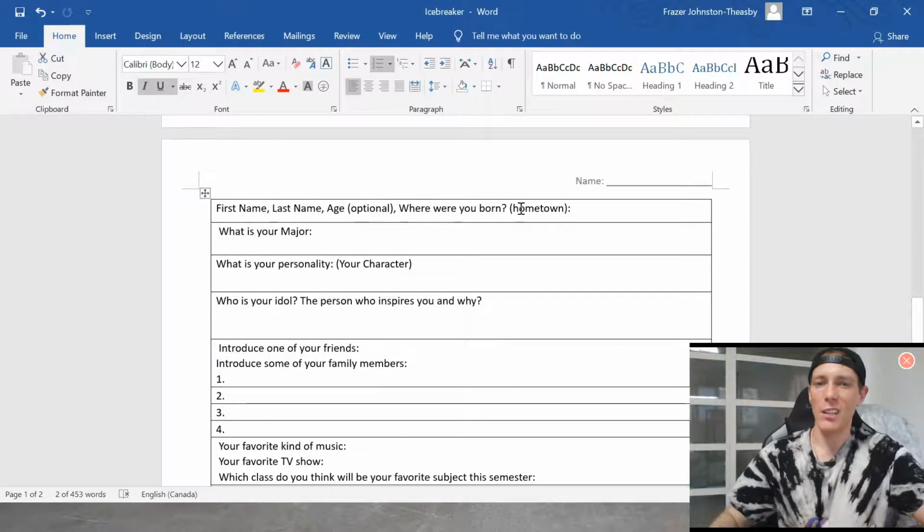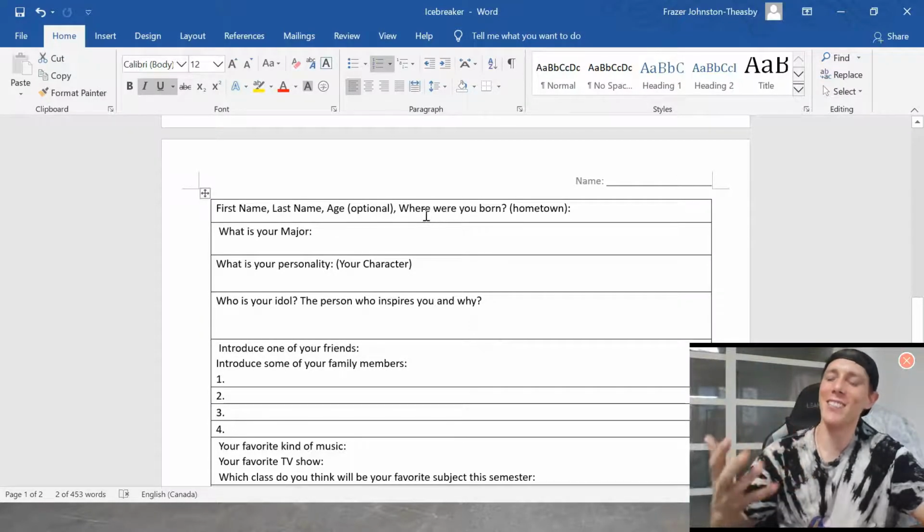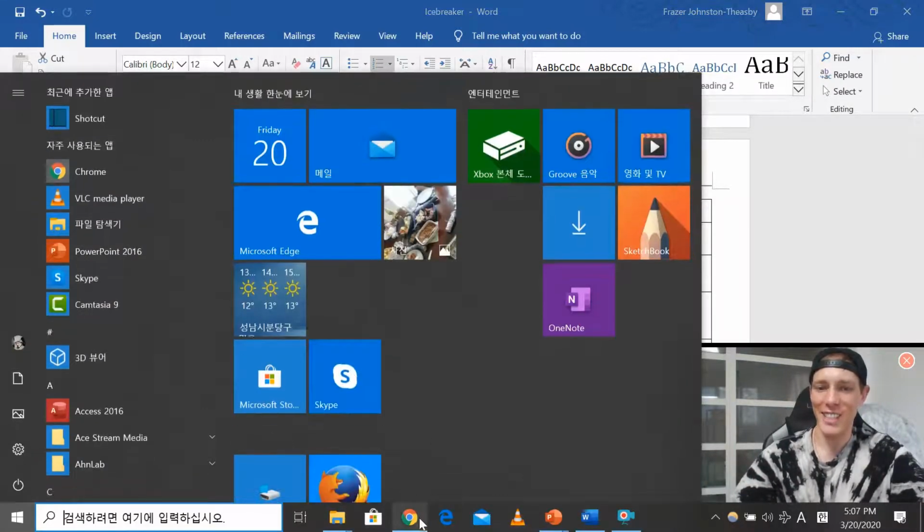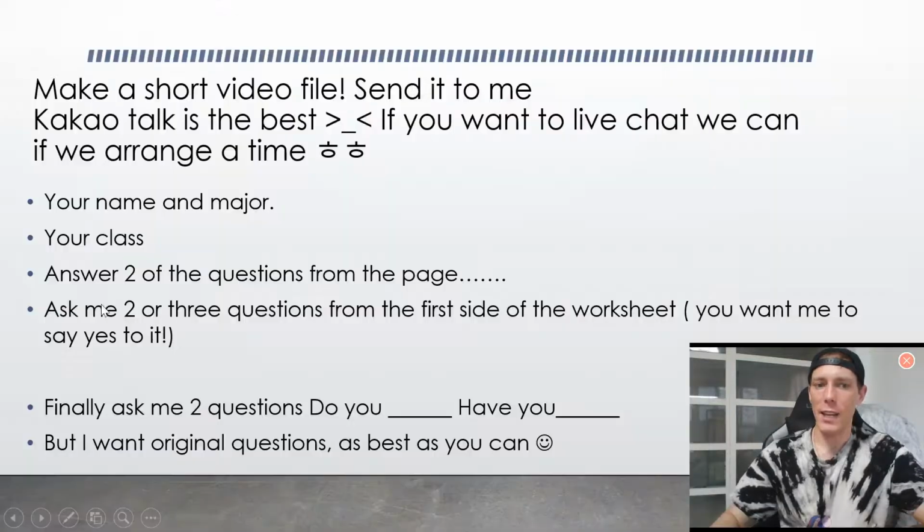But don't just say your hometown and age. Don't be like, oh, I'm 21 and I'm from Namyangju. Just try and tell me something that I don't know already about you. So just talk to me. It's super easy.